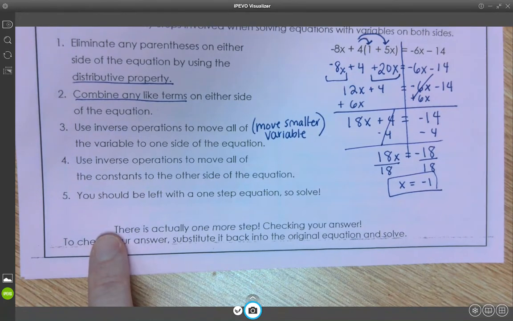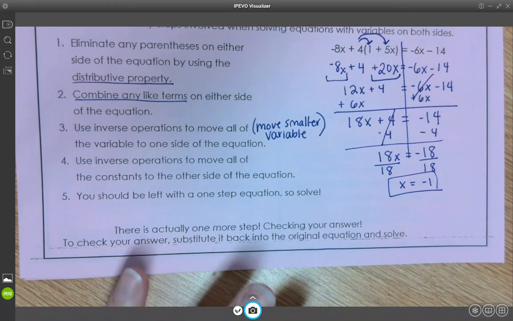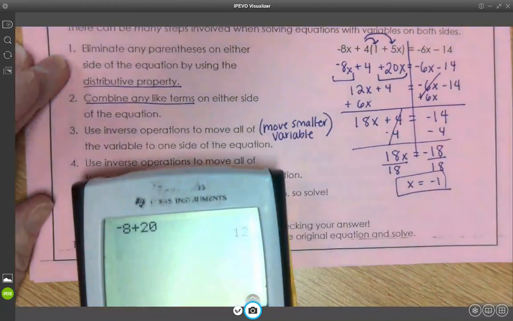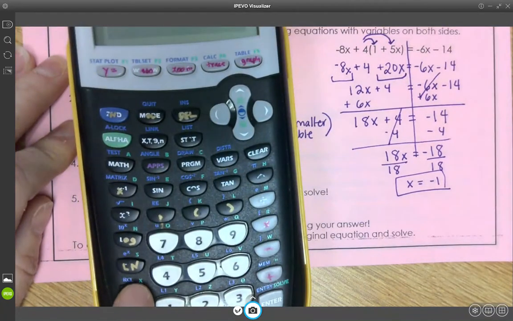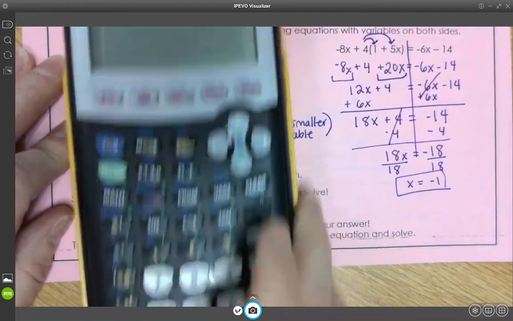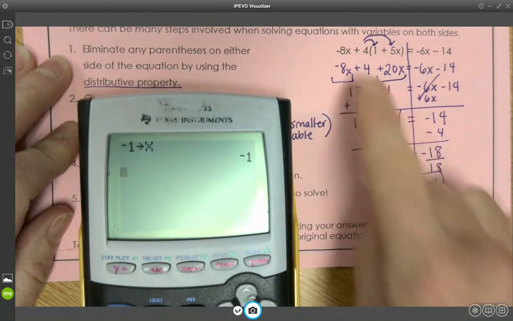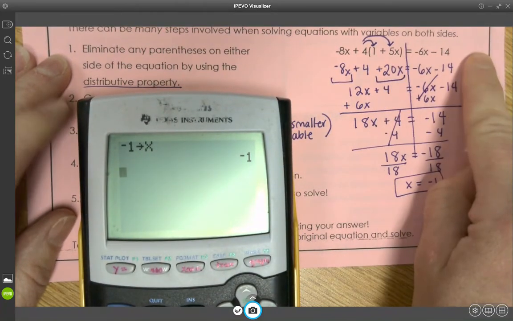There's actually one more step, checking your answer. To check your answer, substitute it back into the original equation and solve. Or we can do the store button. So I want to put negative 1, store, so remember store is right here, store as x. And now we're going to put in the left side, push enter, and then put in the right side.